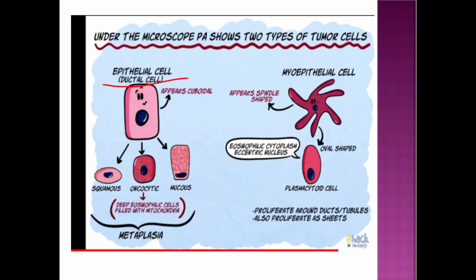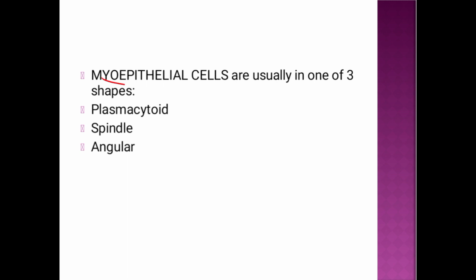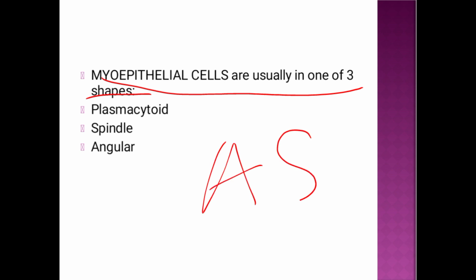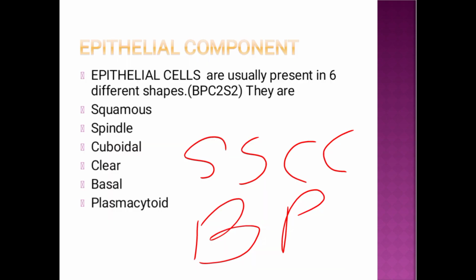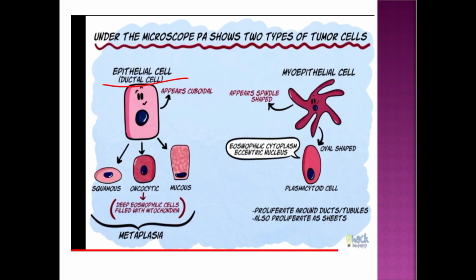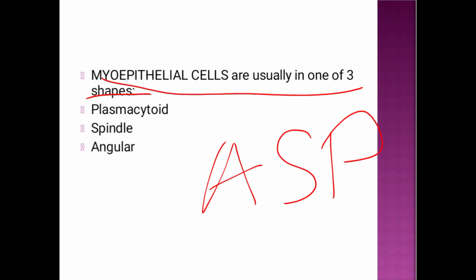Then you have myoepithelial cells. Myoepithelial cells are usually present in 3 shapes. Before, we were discussing the ductal epithelium. Now myoepithelium is present as plasmacytoid, spindle, and it does not consist of angular. So it has plasmacytoid, then you have spindle, then you have angular.